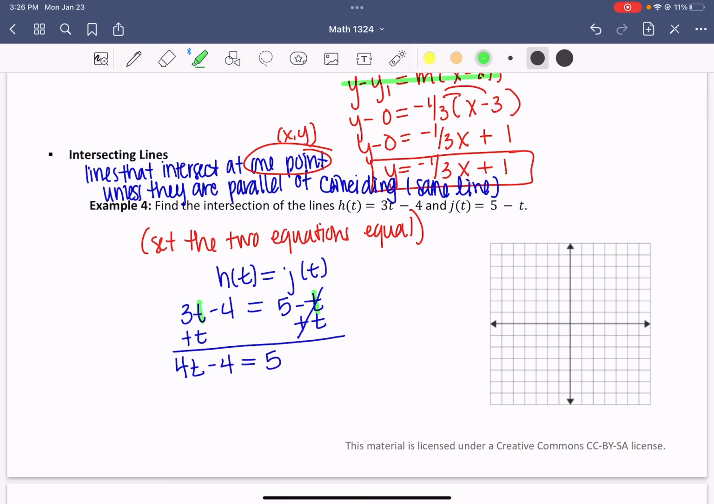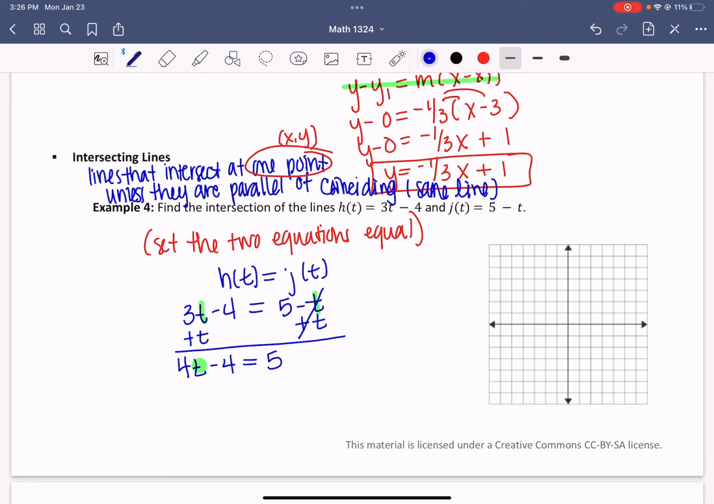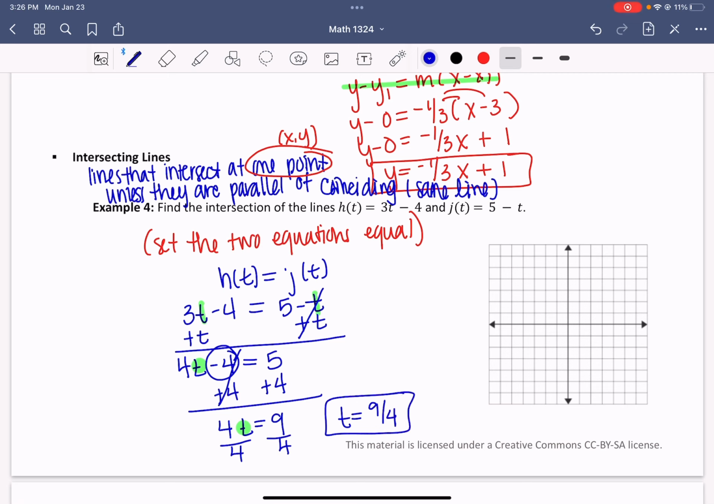So it gives me 4t minus 4 equal to 5. And again, I'm trying to solve for this t right here. So I'm going to add this 4 over. That gives me 4t equal to 9. Again, our main goal is getting this t by itself, so I'm going to divide both sides by 4. So it gives me t equal to 9 over 4.